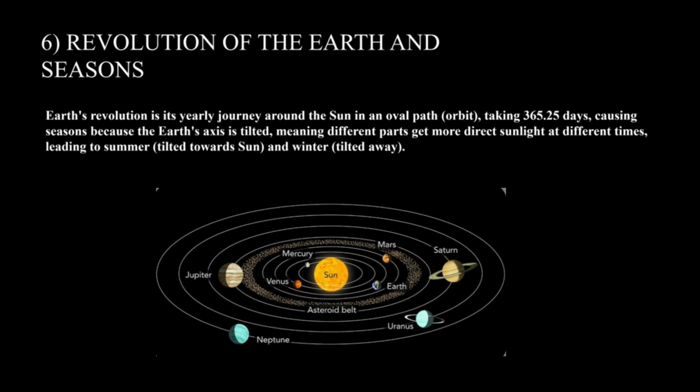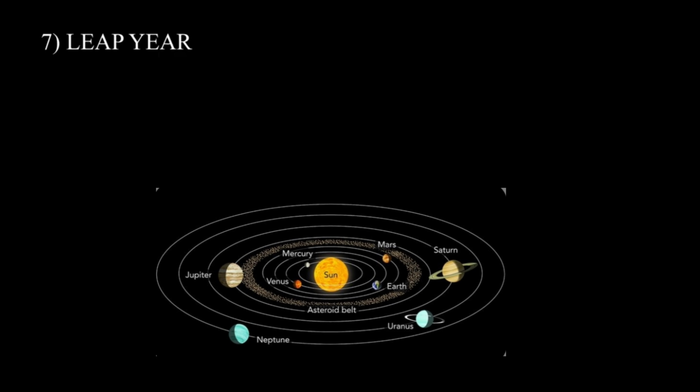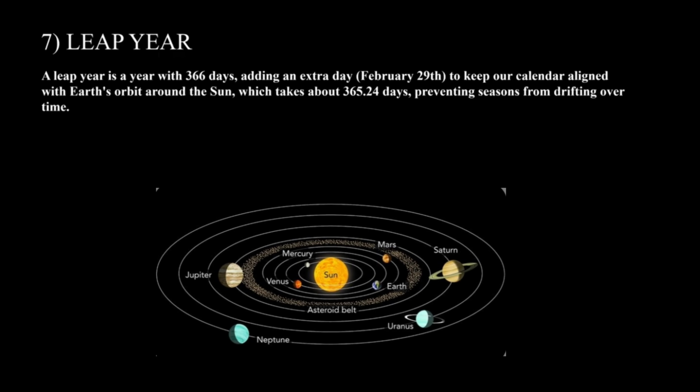Next one is revolution of the earth and seasons. As we have already learned, revolution causes seasons. That is, earth's revolution is its yearly journey around the sun in an oval path taking 365.25 days. Sometimes it may be 366 days.